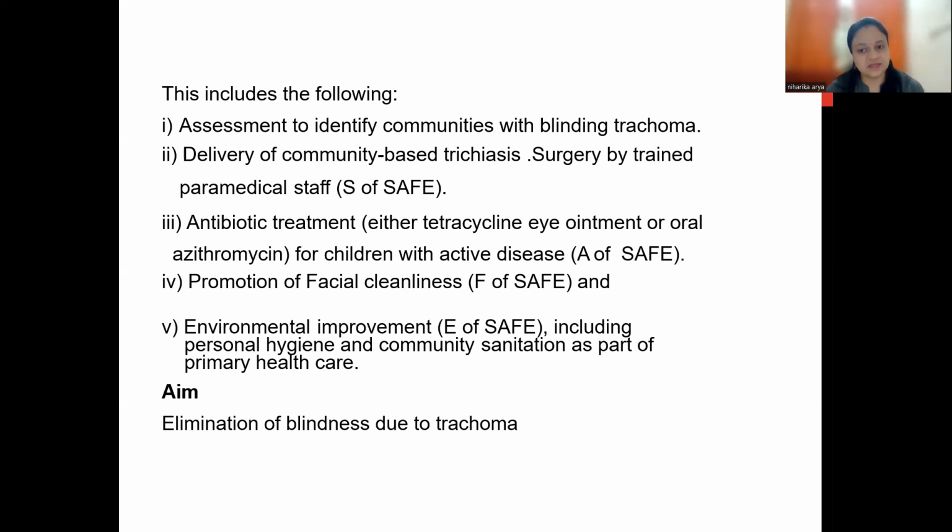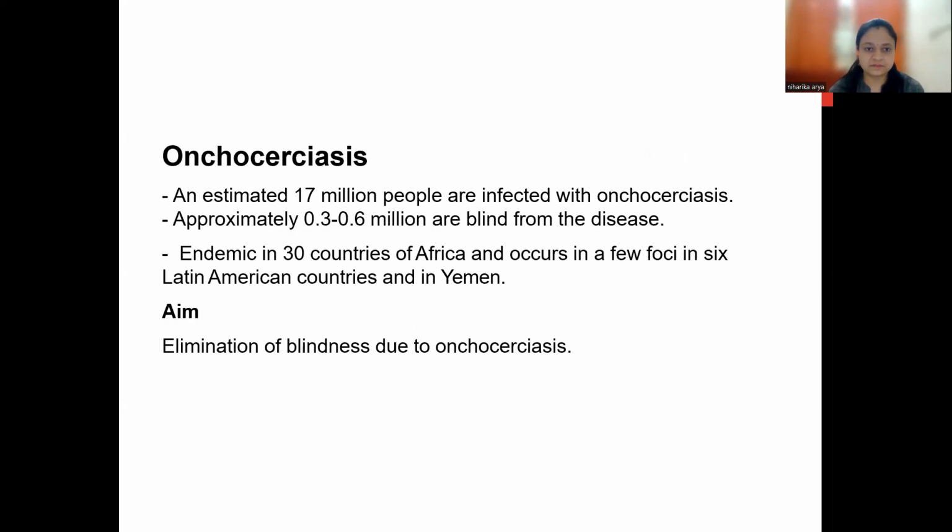S stands for surgery. A stands for antibiotic treatment like tetracycline or oral azithromycin. F stands for facial cleanliness, and E stands for environmental improvement, which includes personal hygiene and community sanitation. It aims at the elimination of blindness due to trachoma. Okay, so this is trachoma.